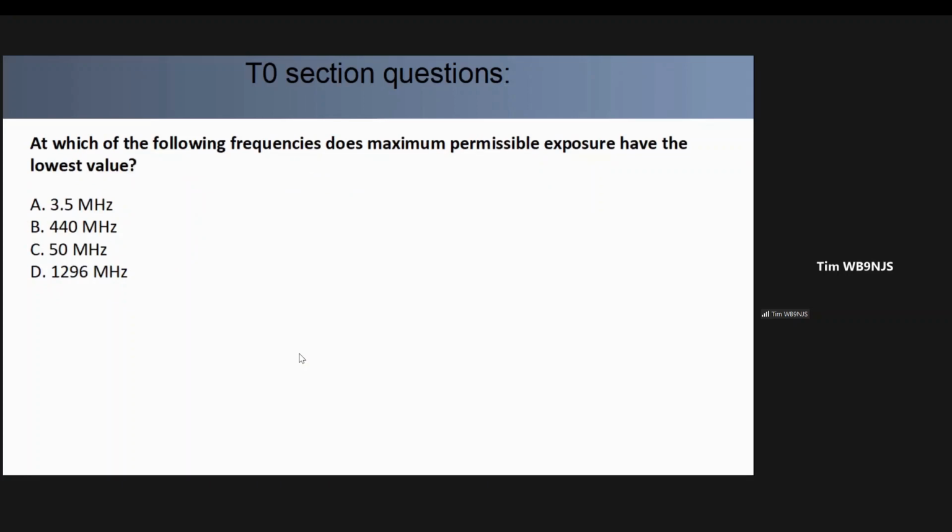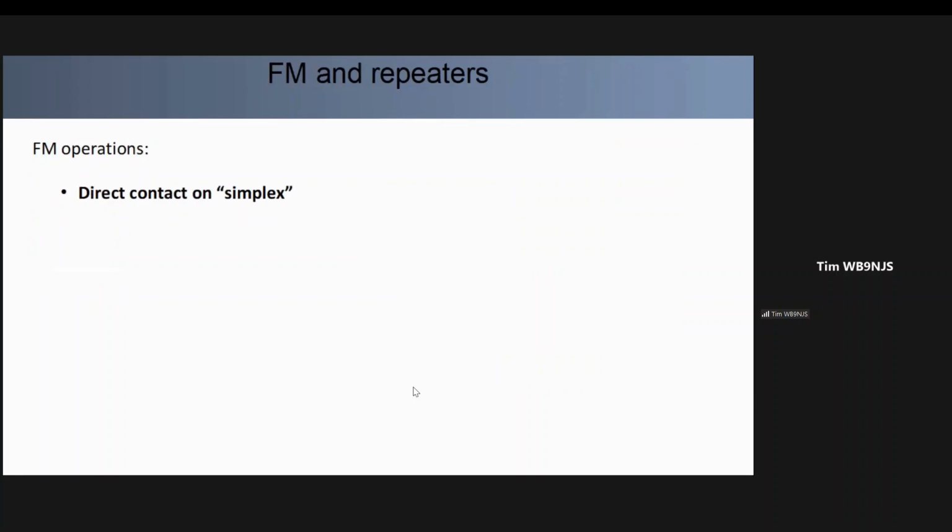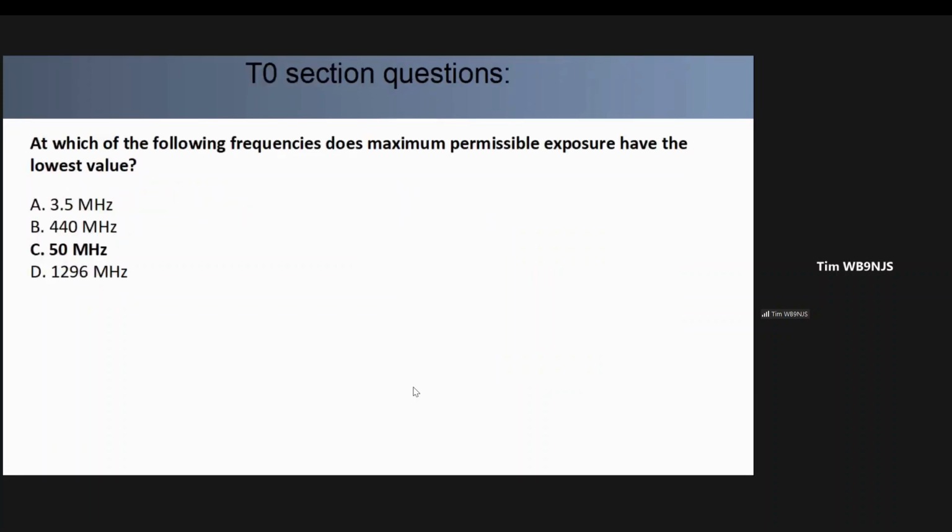Regarding RF exposure to the human body, at which of the following frequencies does a maximum permissible exposure have the lowest value? Is it 3.5 megahertz, 80 meters? Is it 440 megahertz, 50 megahertz, or 1296? Well, it just so happens the human body is a pretty good absorber of energy at 50 megahertz, the 6 meter band. So the exposure limits are at their lowest value there. Okay.